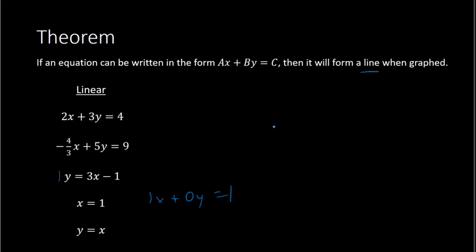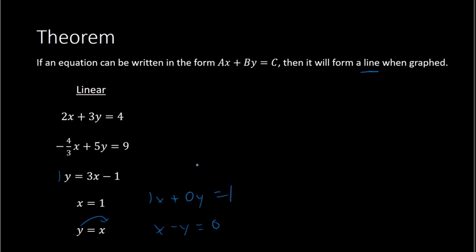If we had y equals x, this would also be linear because we can rearrange this to look in this format. We would have x minus y equals 0. We would bring the y over here. X minus y is 0. So a would be 1, b would be negative 1, and c would be 0.